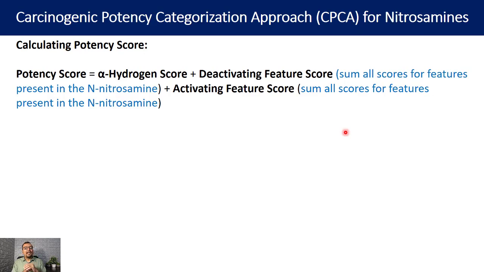And the third term is the activating feature score. What does activating feature score mean? Which functional groups are going to increase the potency of this particular nitrosamine? Like the presence of aryl functional groups on the alpha carbon enhances the potency of the nitrosamine. It makes the nitrosamine compound more potent. So we will try to understand these three important terms: the alpha hydrogen score, the deactivating feature score, and the activating feature score.